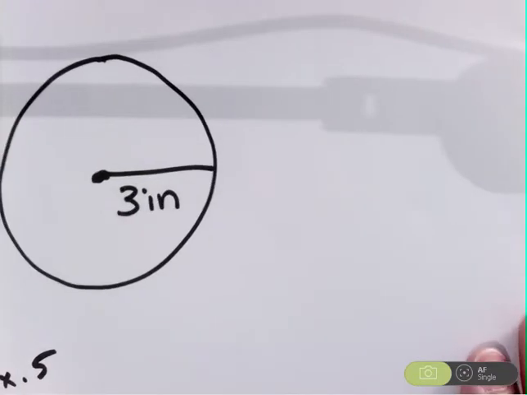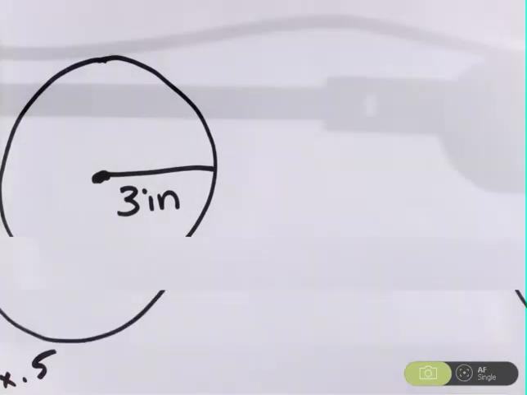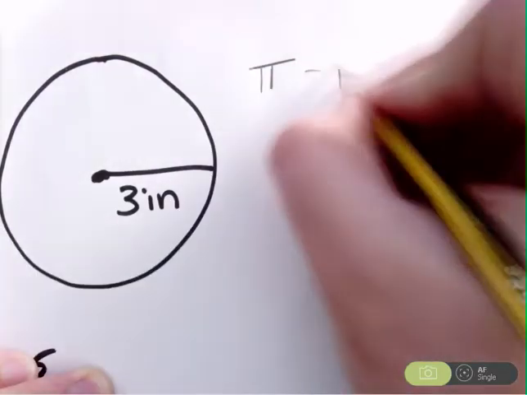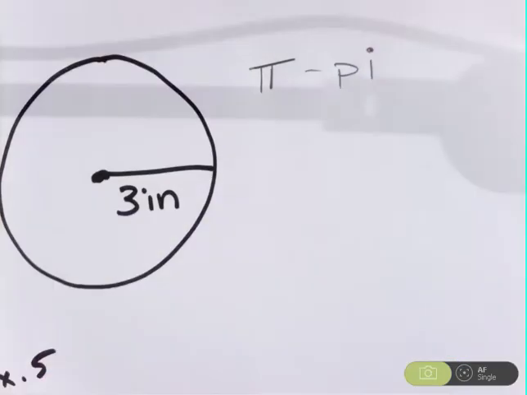Another type of shape that you're going to see is going to be circles. These have a little different rule to them. We have this special character that relates the diameter or radius of a circle with its circumference and area. So this special character is called pi.